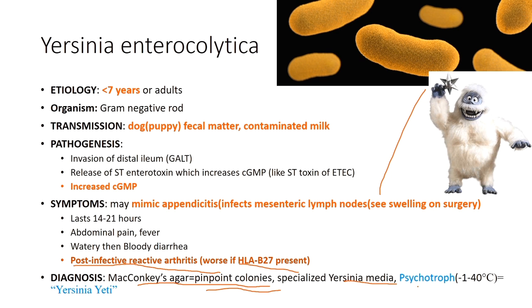So this is your psychotroph. It actually likes to grow in cold temperatures. We can grow it in warm and hot temperatures even, but this guy likes cold. So it is able to grow in cold, like even refrigerators or below that, -1 degrees Celsius. And so that's why I call it Yersinia Yeti. Why? Because Yetis live in the snow, and so it's a psychotroph. So Yersinia Yeti, and remember that's your psychotroph. That is so high yield, it's going to show up in your stem, and it's going to get you a free point. So don't miss that one.